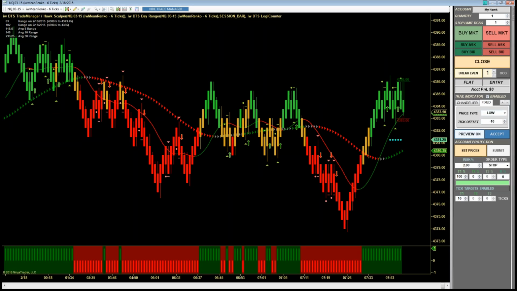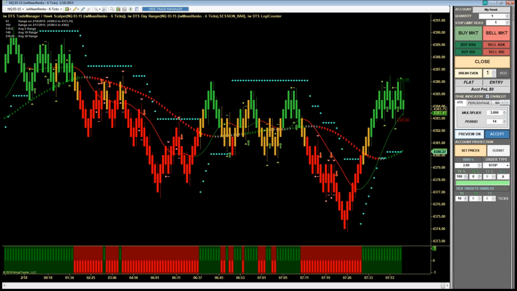And last but not least, we have the fixed strategy, where we can, say, trail a stop 10 ticks off of the low, and it will trail a stop 10 ticks off of the low.